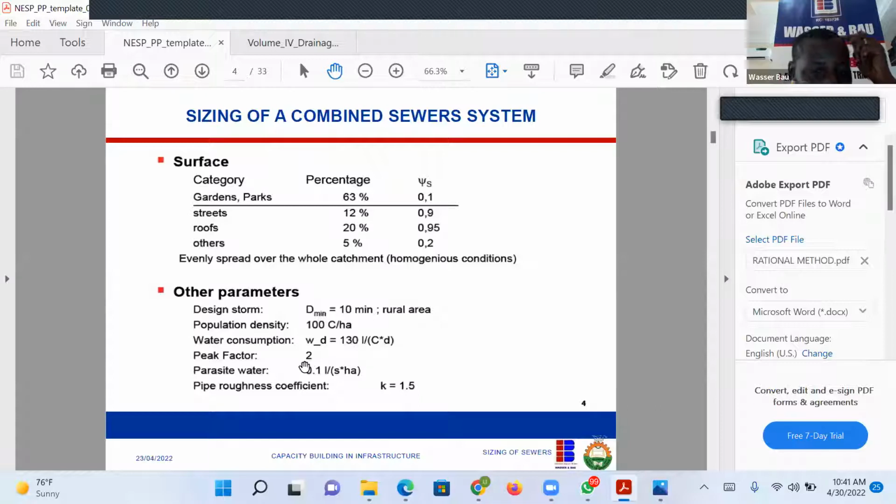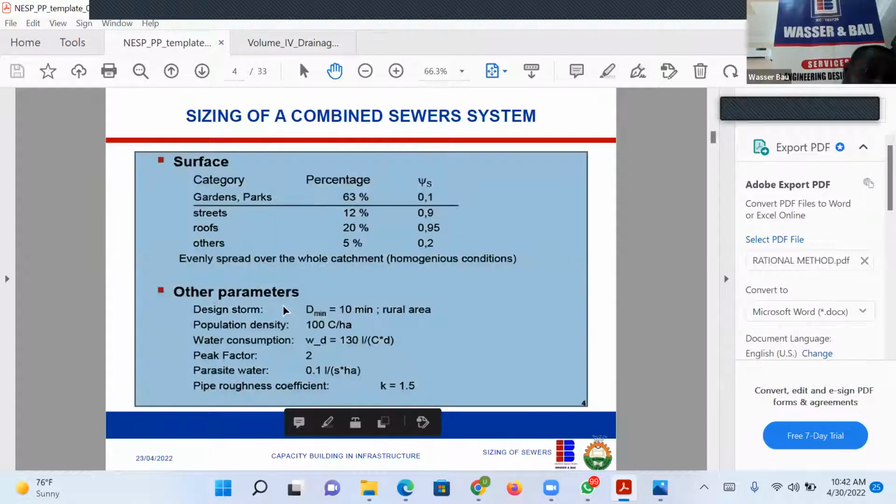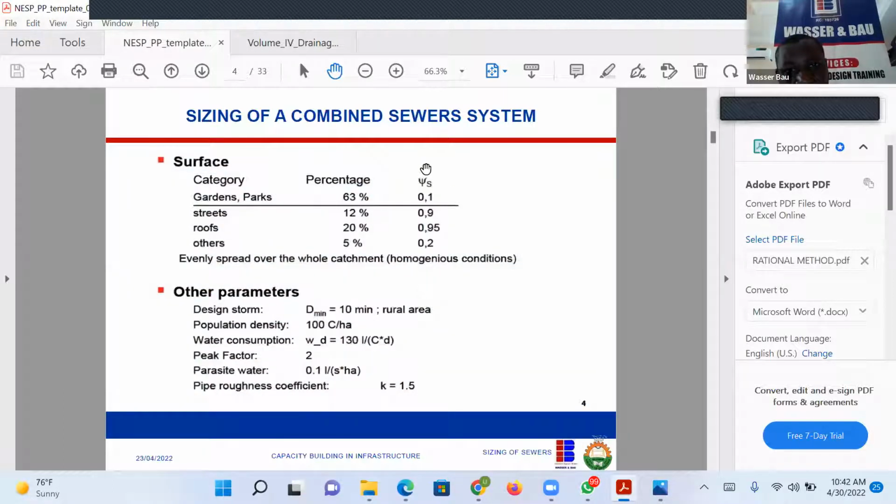You know what I mean. Parasite water is another layer of safety. The infiltration water is 0.1 for every hectare. Then we are using a pipe that has a roughness coefficient of 1.5. If you get it, 1.5. So all these are the takeoff values you need to commence your design. The only one that I know will confuse some of us who are not used to it is finding the mean weighted average.